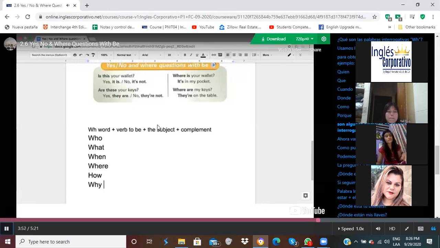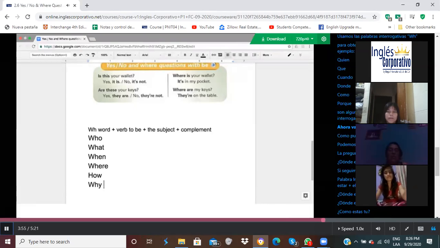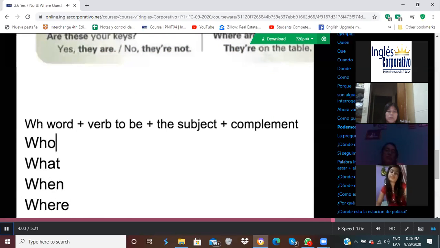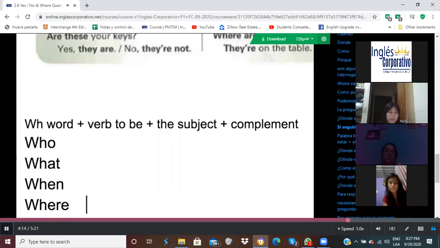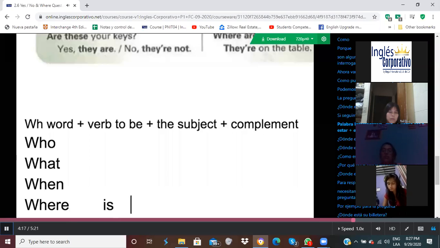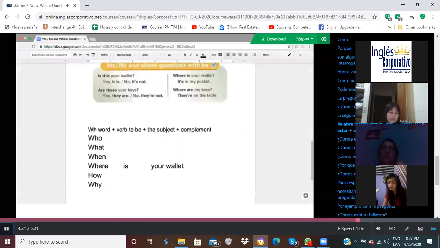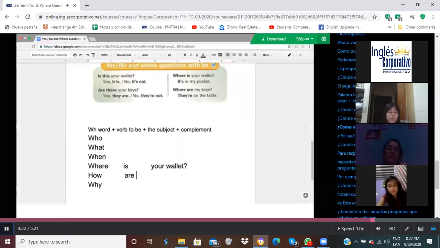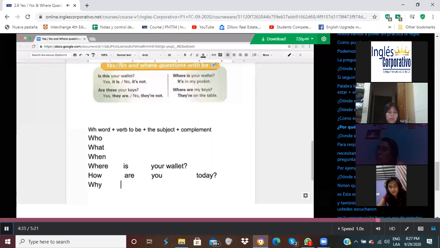Of WH words. Now let's put that rule into practice. If we look at the example on the chart, we can see the question towards the right hand side. It says, where is your wallet? So if we follow that rule, we're going to put a WH word plus the verb to be, plus some kind of complement, wallet. And of course, we put a question mark there. Where is your wallet? Where are my keys? How are you today? Why are you hungry? Where is the police station?